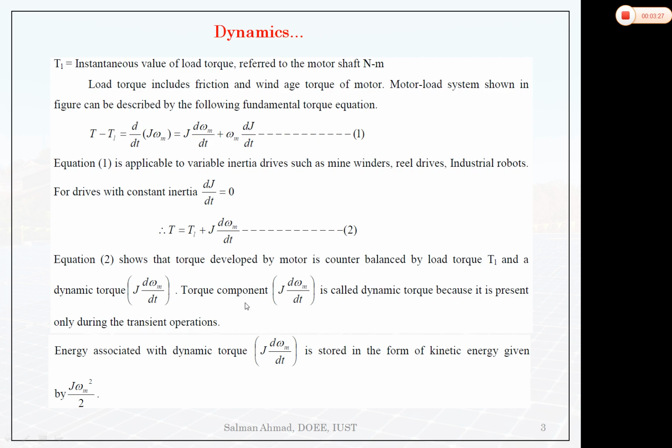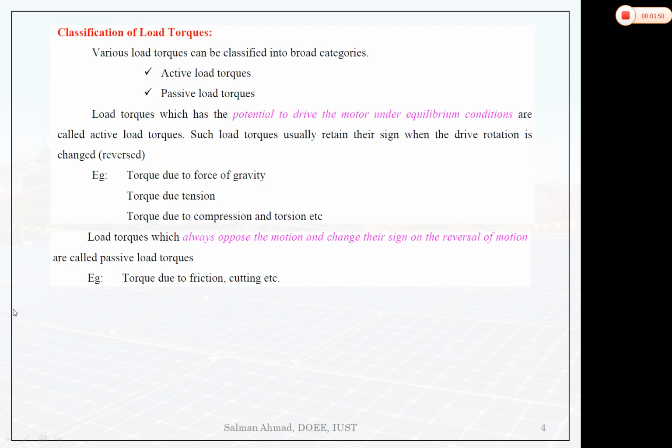The torque component J d omega m over dt is called dynamic torque because it is present only during transient operation. During steady state operation, this will be 0. So the motor torque will be equal to the load torque in steady state operation. Since we have a rotational system, it will have some kinetic energy stored in it, and that kinetic energy will be given by J omega m square upon 2.